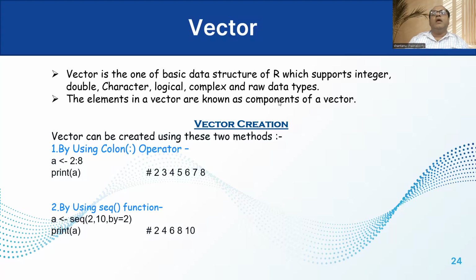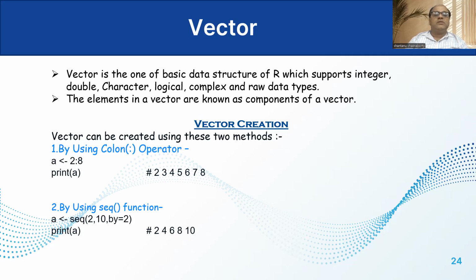Now we look into the other aspect of this. Vector plays a very important role. It is one of the basic data structures in R, and it supports vectors which can be of integer type, character type, logical type, or raw data type. Elements in a vector are known as components of that vector, and vectors can be created using these two different methods.